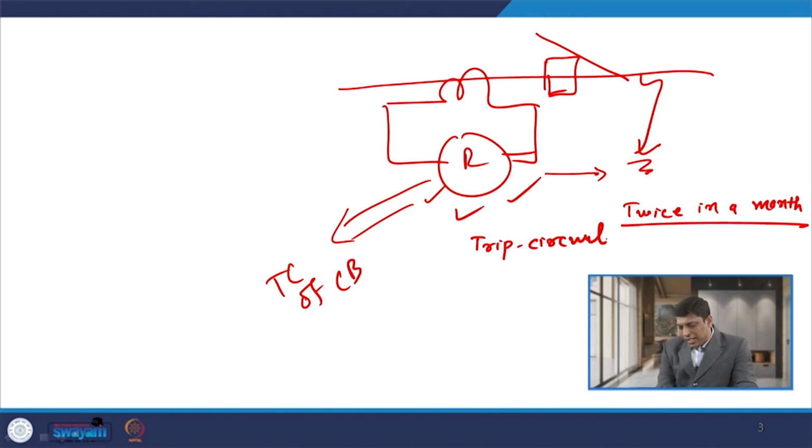Trip circuit isolation is a type of circuit in which, when periodic testing of the relay is carried out, the trip coil of the circuit breaker is bypassed. So, even though the relay operates, it will not issue a signal to the circuit breaker, and unnecessary operation of the circuit breaker can be avoided.